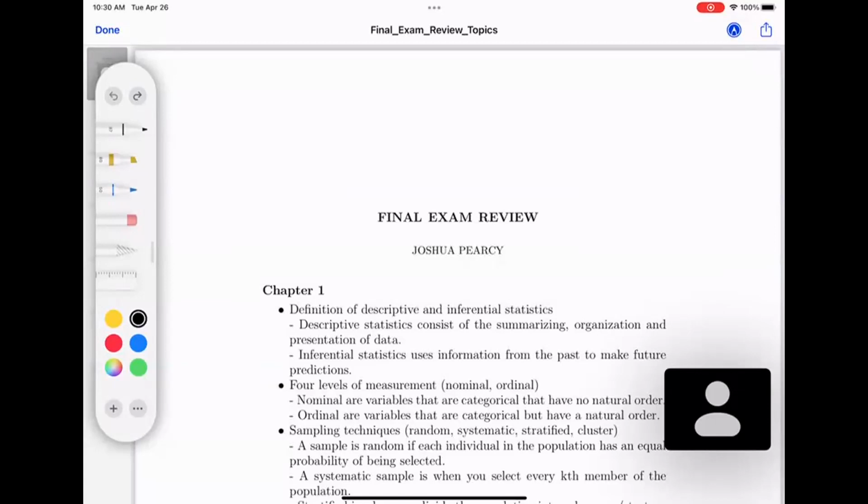And yes, it is cumulative. If you take it during the summer, it is not cumulative. But if you take it during the regular semester, it's cumulative.